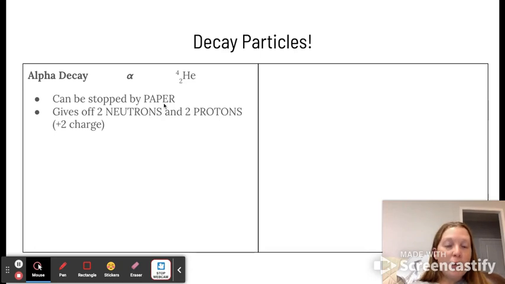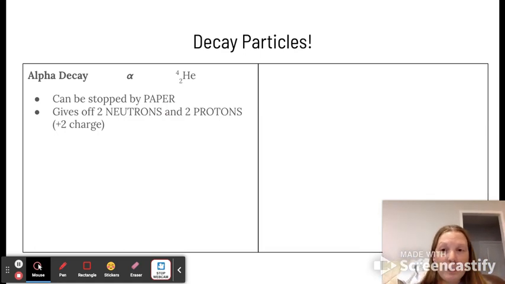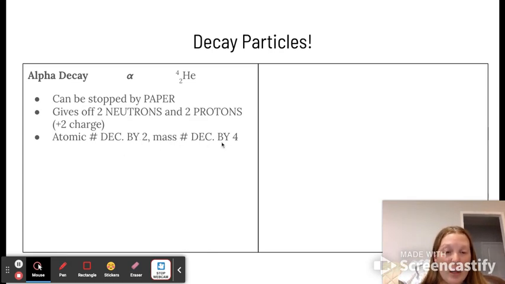This is our weakest form of decay, and that is shown by the fact that it is stopped by paper. Atomic number of your parent atom will decrease by 2, and mass number will decrease by 4. So your daughter atom will be smaller by those measurements.